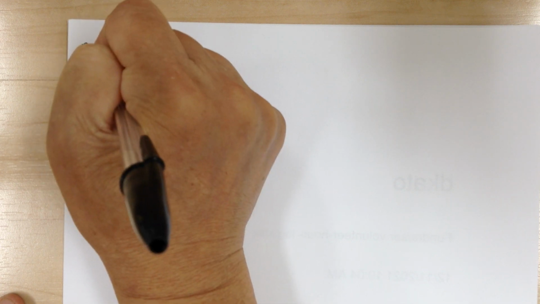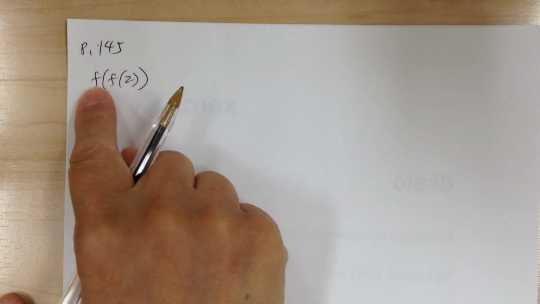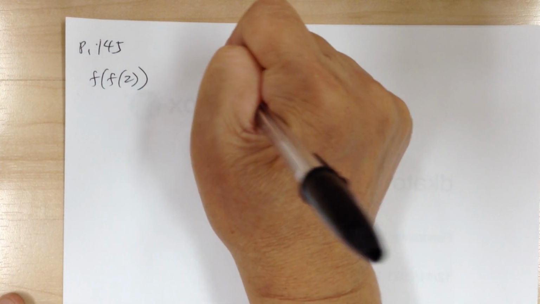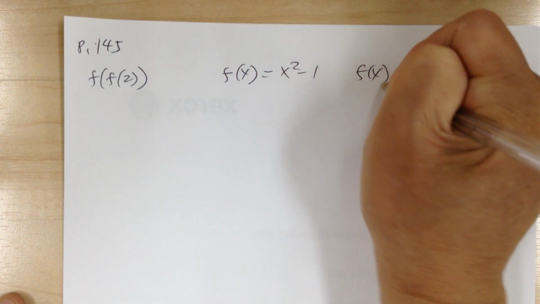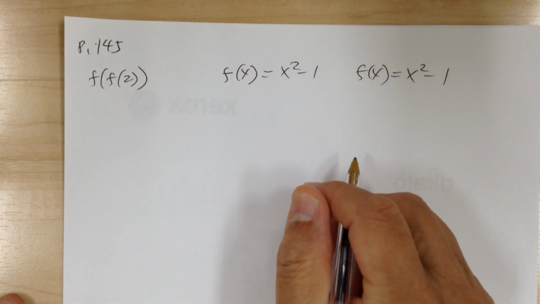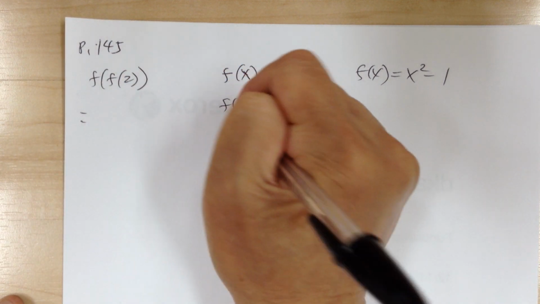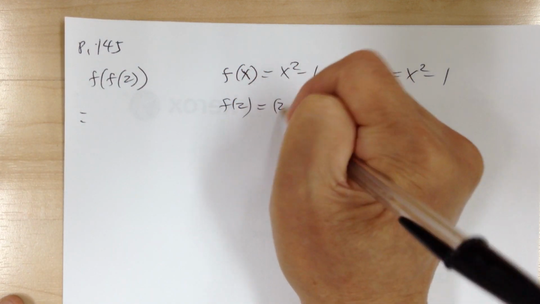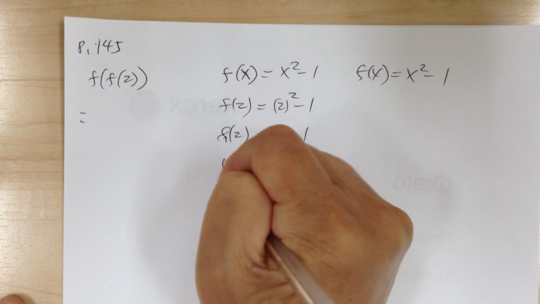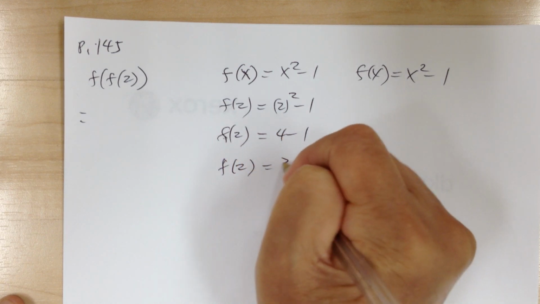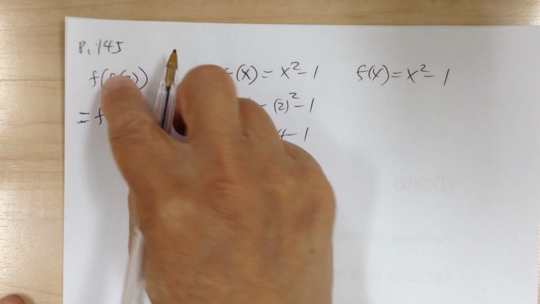Okay, so you got f of f of 2, and in this case, since you're going to use the f function twice, I'm going to write the f twice. So f of x equals x squared minus 1. I'm going to do the first one. So f of 2 equals 2 squared minus 1. So f of 2 equals 4 minus 1. So f of 2 equals 3. So this becomes f of 3, because f of 2 is 3.